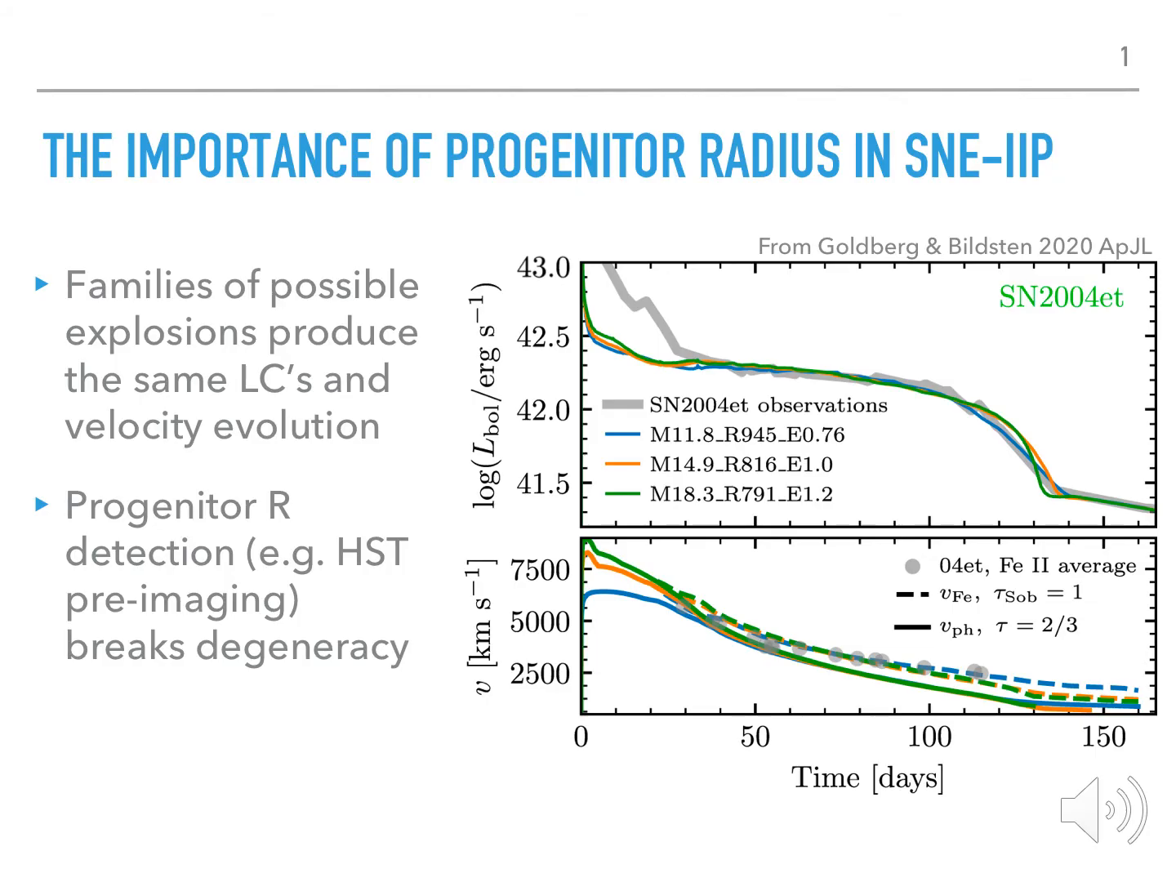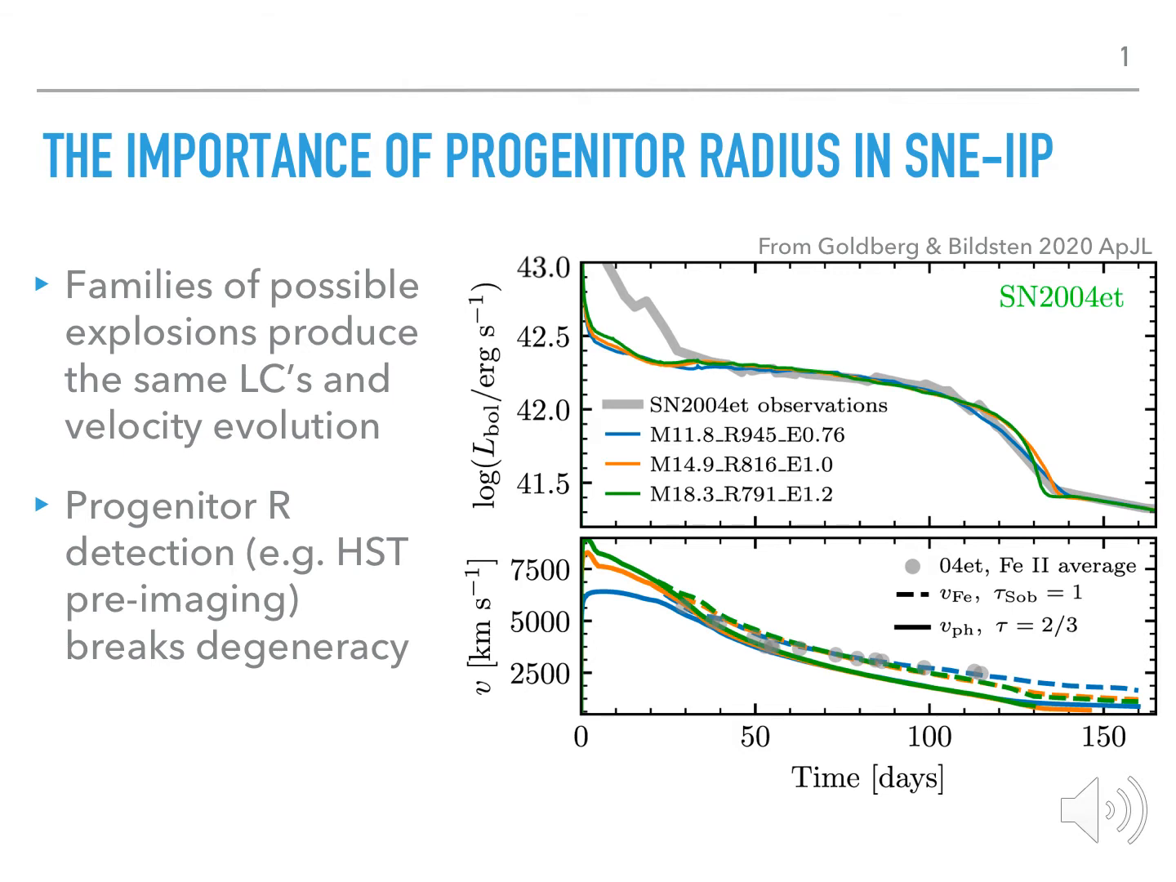Red supergiant stars typically explode in type 2P supernovae. 2 because there's hydrogen, and P because there's a distinctive plateau that lasts for about 100 days, kept hot by hydrogen recombination. Now, there's a degeneracy between different families of explosions that could produce very similar light curves and velocity evolutions, particularly on the plateau after the first 30 days.